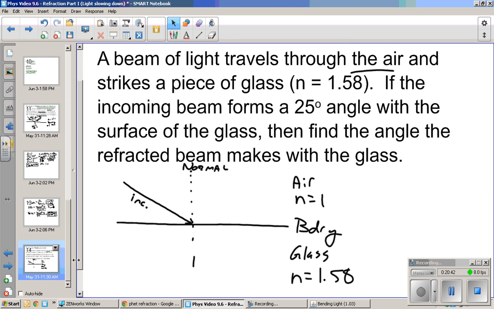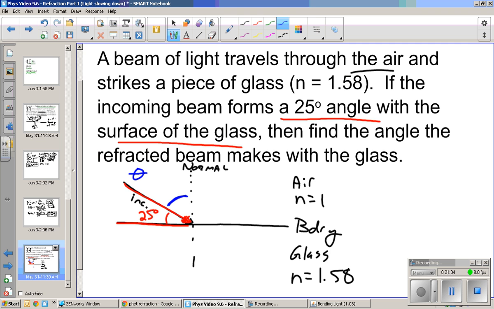Now you've got to be really careful when you measure these angles, because check it out. It says the incoming beam forms a 25-degree angle with the surface of the glass. So this angle here is 25 degrees. That isn't your angle of incidence. Your angle of incidence is actually this one over here. So to find that angle of incidence, it's 90 minus 25. So it actually gives you 65 degrees for your angle of incidence. Please be careful about that.